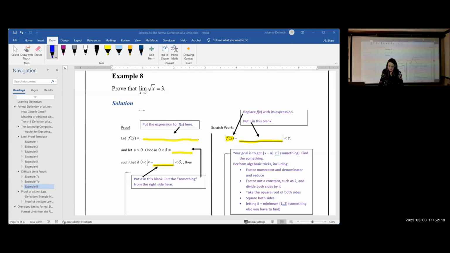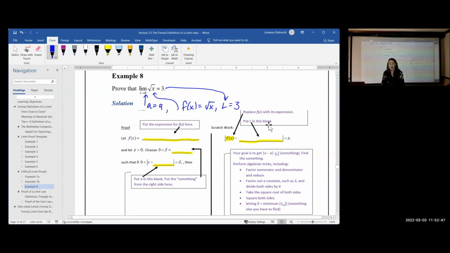So on this particular one, we're looking at the limit as x approaches 9 of the square root of x equal to 3. So we're going to identify again our a value. A is equal to 9. We'll identify our function value. F of x is equal to the square root of x. And we'll identify our limiting value, L, which is equal to 3.